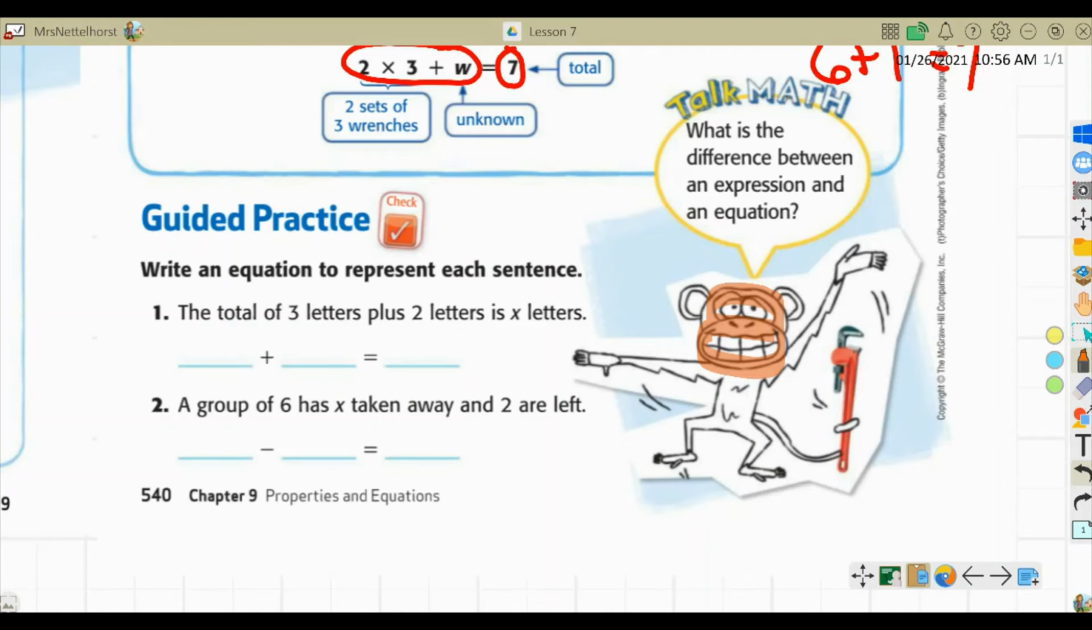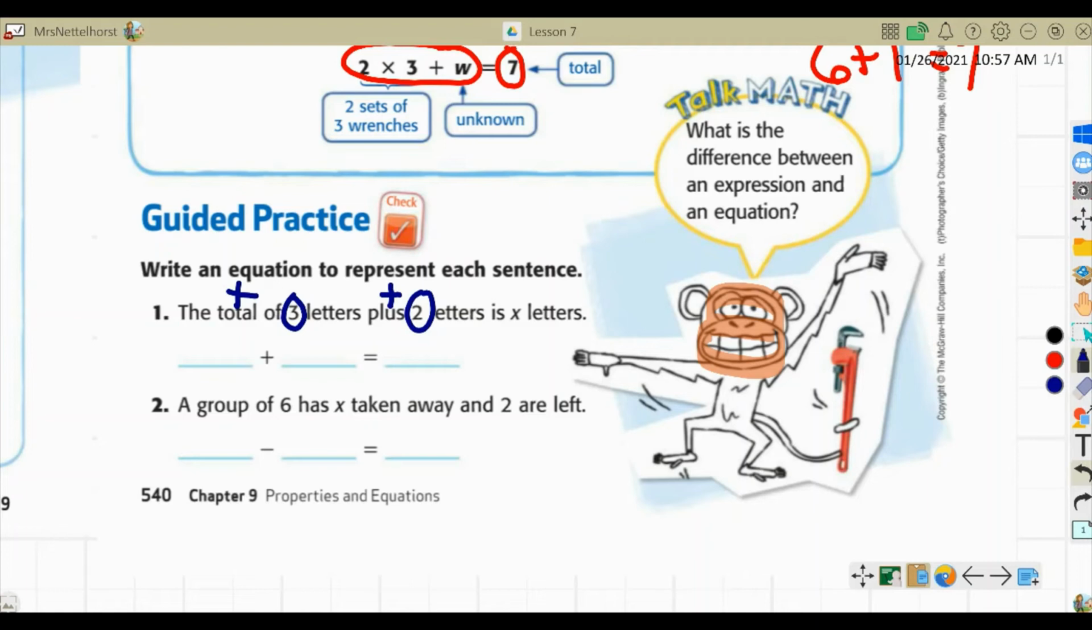Okay, so anyway, let's do our guided practice. Enough playing around. We're going to write an equation to represent each sentence. The total of 3 letters plus 2 letters is X letters. So the total tells us we're going to add. We have 3 letters plus, there's add, 2 letters is X letters. That's our unknown. So we have 3 plus 2.